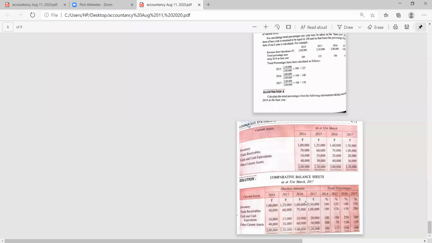Then the trade receivables are to be considered likewise, and cash and cash equivalents and other assets are also. We can check the trend of every item of the various years by considering one year as a common base year. This is all about your common size statement, which is very important as well as easy.